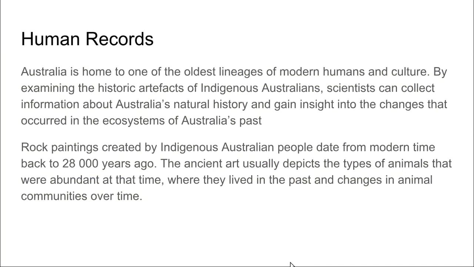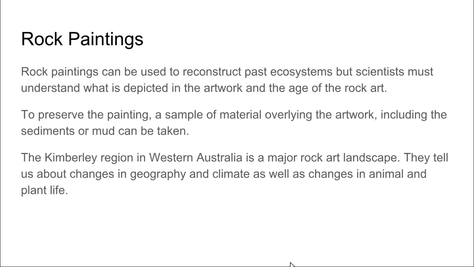The human records do, in fact, help us to understand what happened in the past. And we can, in fact, examine historic artefacts of Indigenous Australians, which allow us to collect information about Australia's natural history and gain insight into the changes that occurred in the ecosystems of Australia's past. So one of many ways which we can do that is through rock paintings. And these were created by Indigenous Australian people, and they can date from modern time back to 28,000 years ago. The ancient art usually depicts the types of animals that were abundant at the time, where they lived in the past, and the changes in animal communities over time.